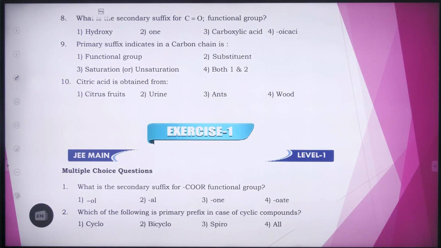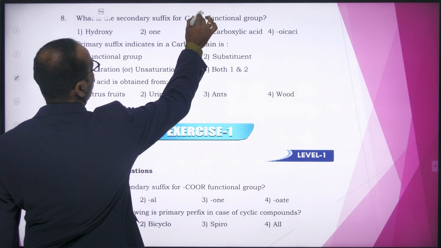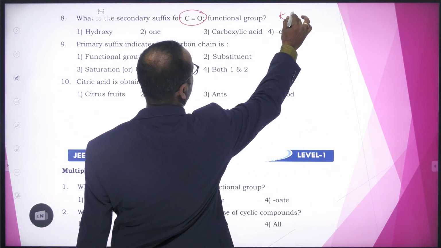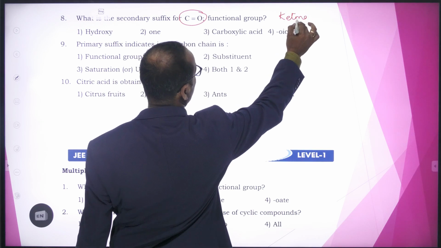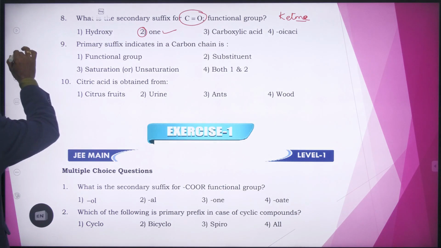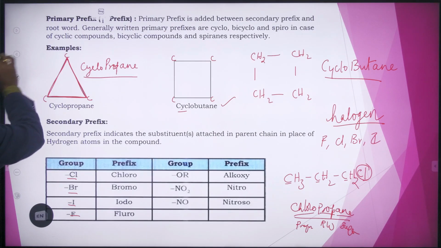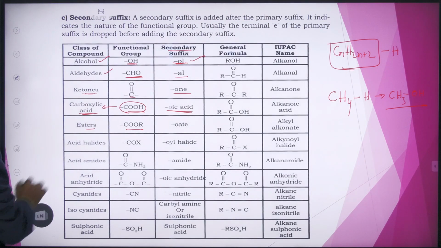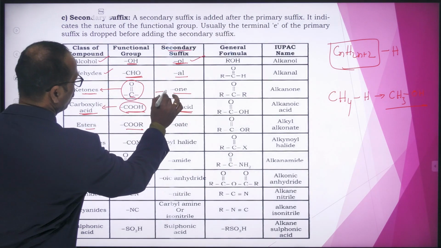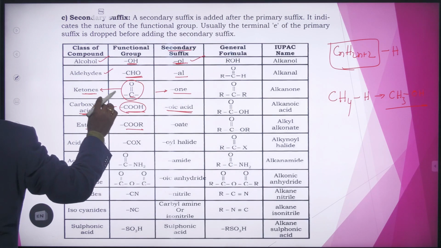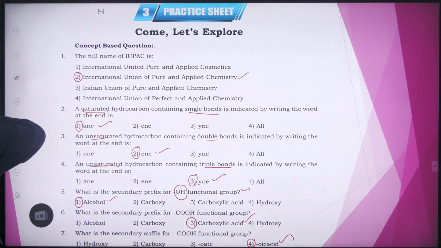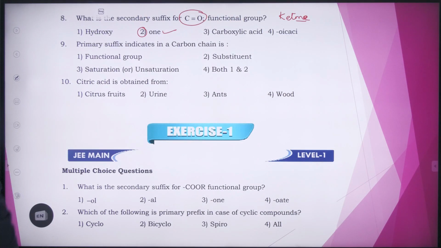Now the secondary suffix for the C double bond O functional group. C double bond O is what? Ketone. Ketone means what? ONE. The answer is ONE. So students, see, this table is very, very important. Which table? This table. So see, where is the ketone? C double bond O, that is called ketone, with the suffix one. This table is very, very important, so practice this table perfectly. This table is very important to this chapter.